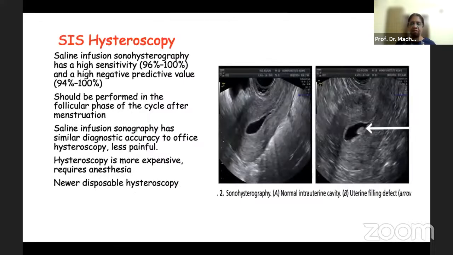Now, this is a picture of a saline infusion sonogram. This is a very beautiful picture because it's a very simple way. You just have to put saline into the uterus and take these pictures with the TVS. It has a high sensitivity and a high negative predictive value. As I said, it's usually done in the follicular phase, and this saline infusion can be done without anesthesia. It can be done in the OPD. It is less painful. Hysteroscopy is more expensive and needs anesthesia, but nowadays the newer disposable hysteroscopes are showing promising and encouraging results.